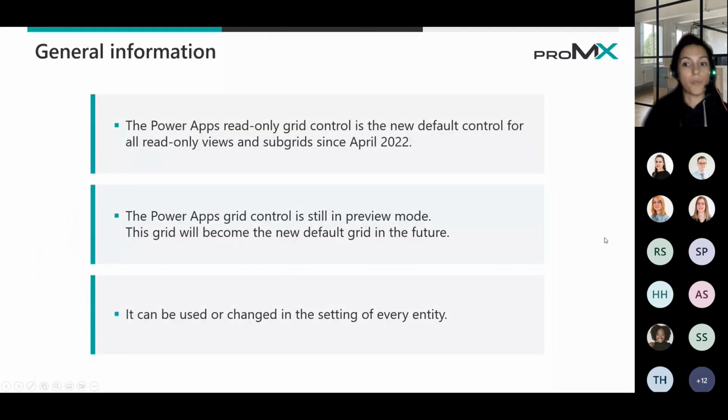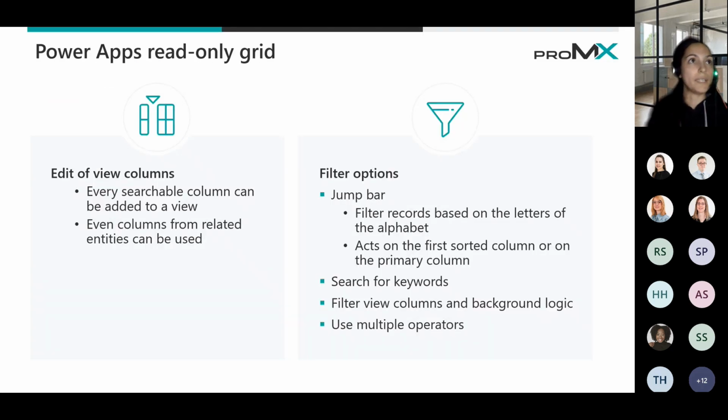So let's start then with the current grid, which is the Power Apps read-only grid. What functions do we have in a read-only grid? Edit of columns. Every searchable column can be added to a view, even columns from related entities. We have a lot of filter options. We have, for example, a jump bar, which filters records based on the letters of the alphabet, and it acts on the first sorted column or on the primary column. We can search for keywords.